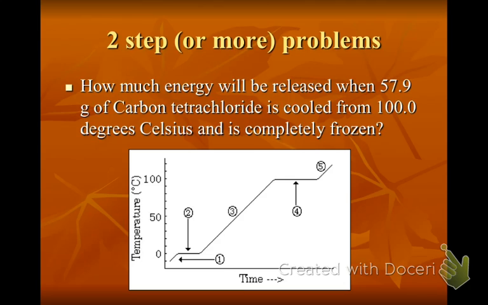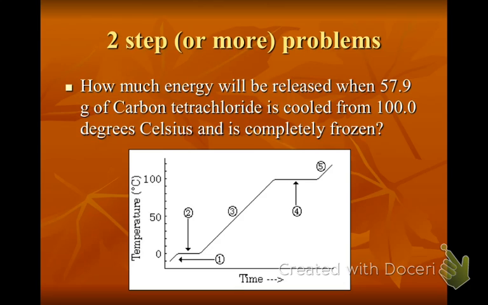So here we go. It says how much energy will be released when 57.9 grams of carbon tetrachloride is cooled from 100 degrees Celsius and is completely frozen. And so here I have my time temperature graph, and I would suggest that the very first thing you do is figure out where you are at on this graph.